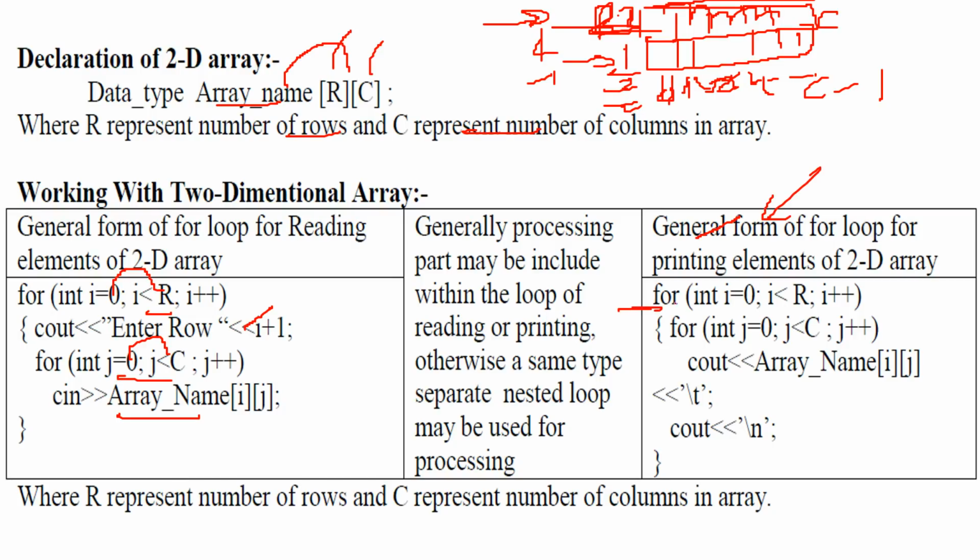And if you want to print the element, this is how it is done. This is for going to the row 0 to r, and inside this we come to each value of the column, and we print the names or whatever inside. Of course, r and c represent the number of rows and columns.